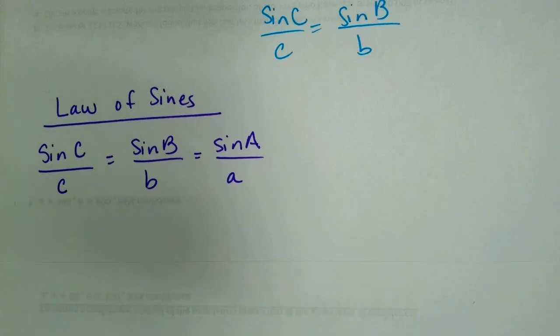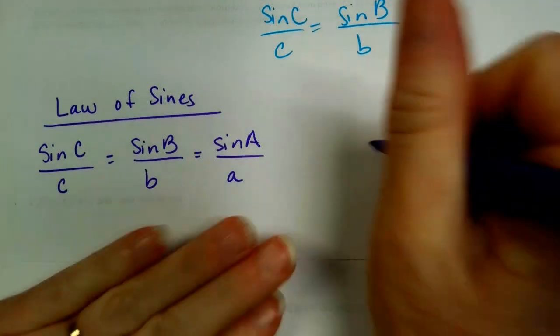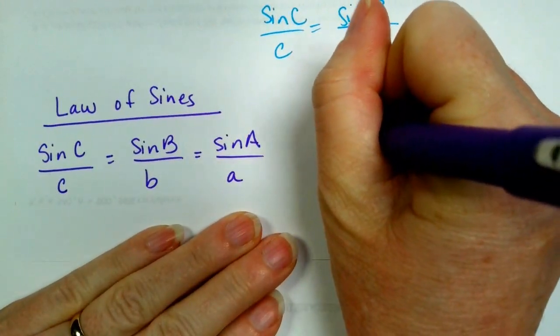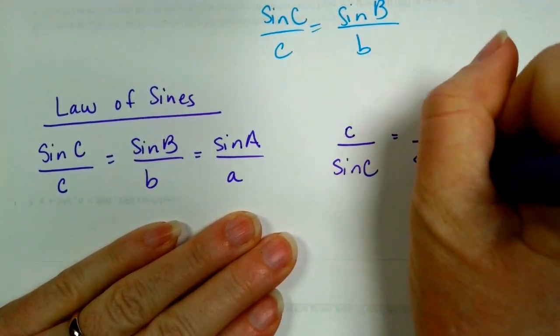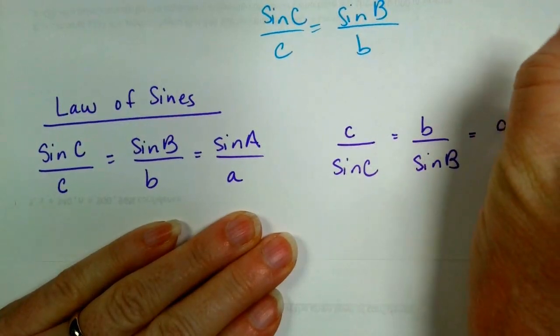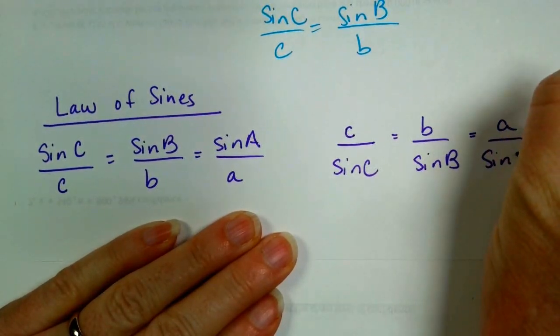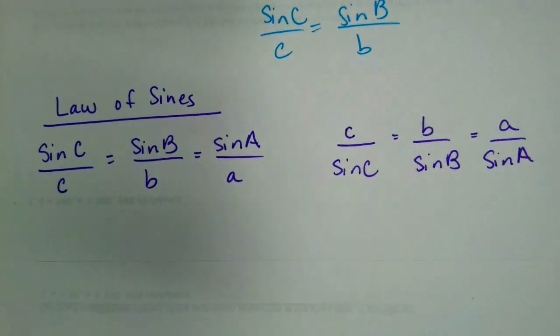Now, if what I'm looking for, and we'll talk about this more in just a minute, is a side measurement, then I'm just going to flip this whole thing over. It could be written as C over sine C equals B over sine B equals A over sine A. It can be written in any order. It doesn't matter. You can flip them upside down, right side up. As long as if it's sine on top, it's sine on top all the way across. If it's sine on bottom, it's sine on bottom all the way across. You don't ever mix them.